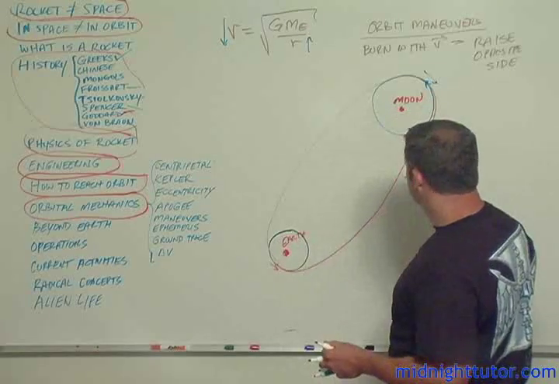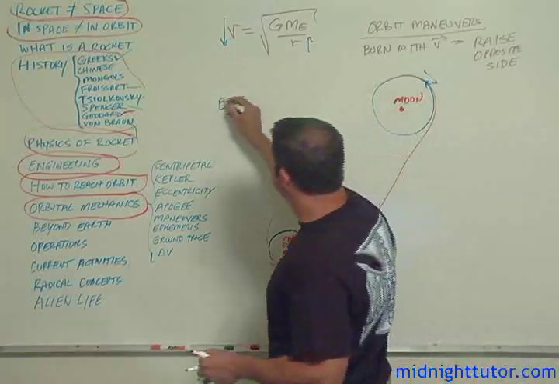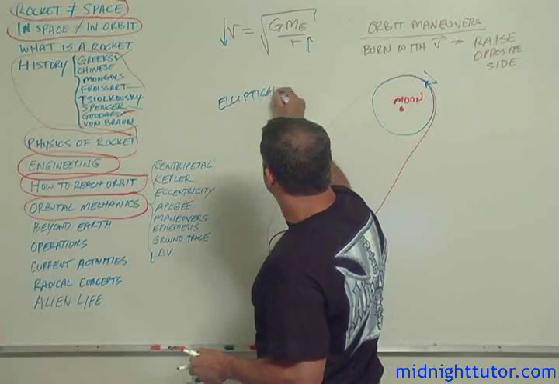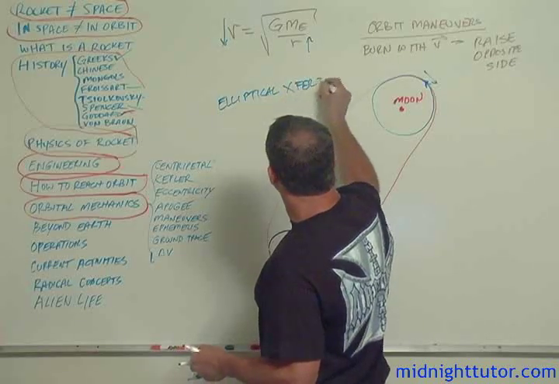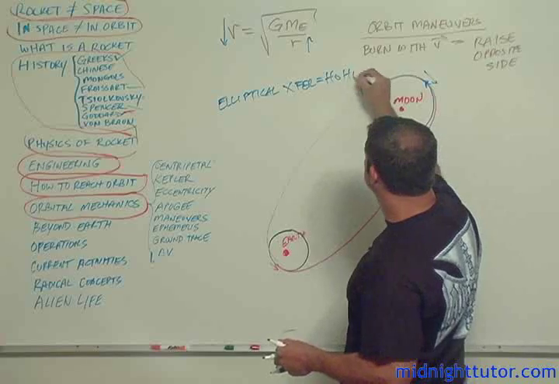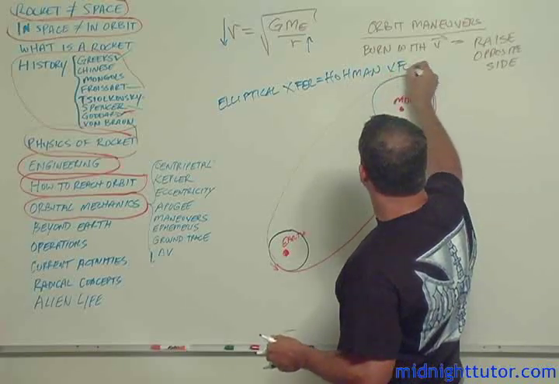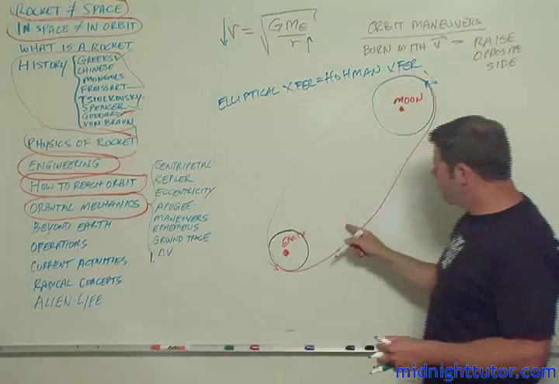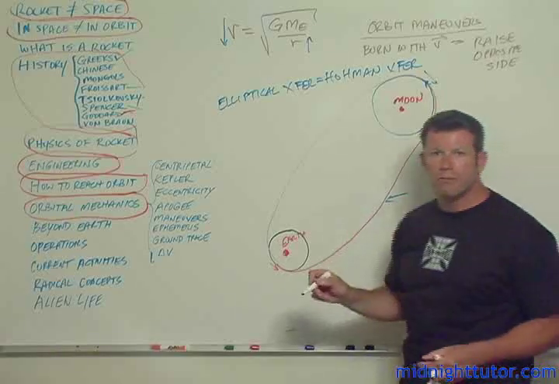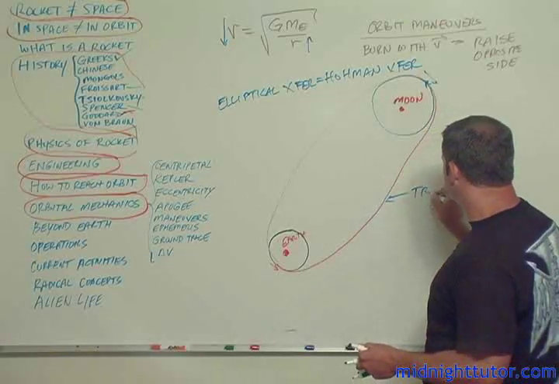Now there's a special term. The general term for that elliptical transfer is a Hohmann transfer. And this is a special case. Since we're going to the moon, they call this translunar injection.